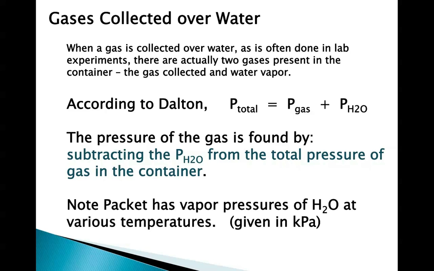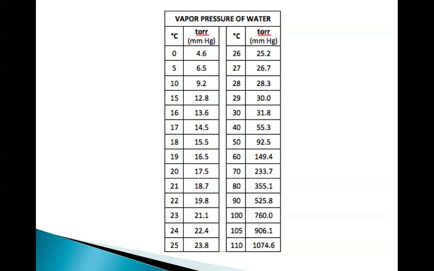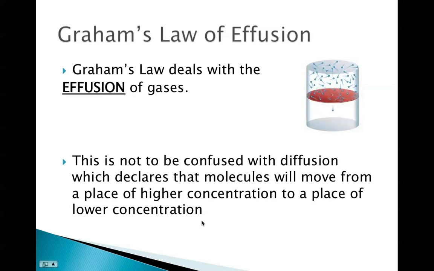Again, our packet is going to have that vapor pressure of water at various temperatures given in kilopascals. So this is what it's going to look like in your honors reference table. I just told you it was in kilopascals, but actually in this one it's in torr and millimeters of mercury. Those are equal to each other in terms of units. So you may have to do a conversion or two and that type of thing. So here what we would do is look at the temperature of the water, and that will give us the vapor pressure of water. Okay, and we will go back to that in class tomorrow. It's pretty easy, just a little extra looking up. So moving on to Graham's law of effusion.